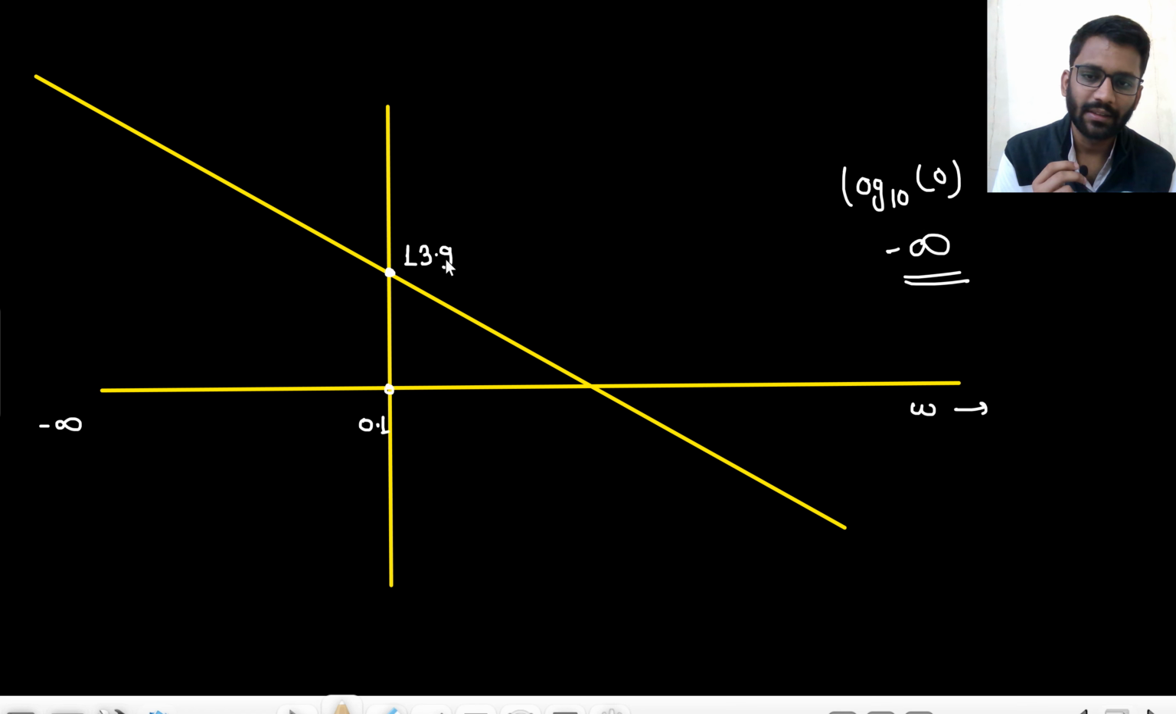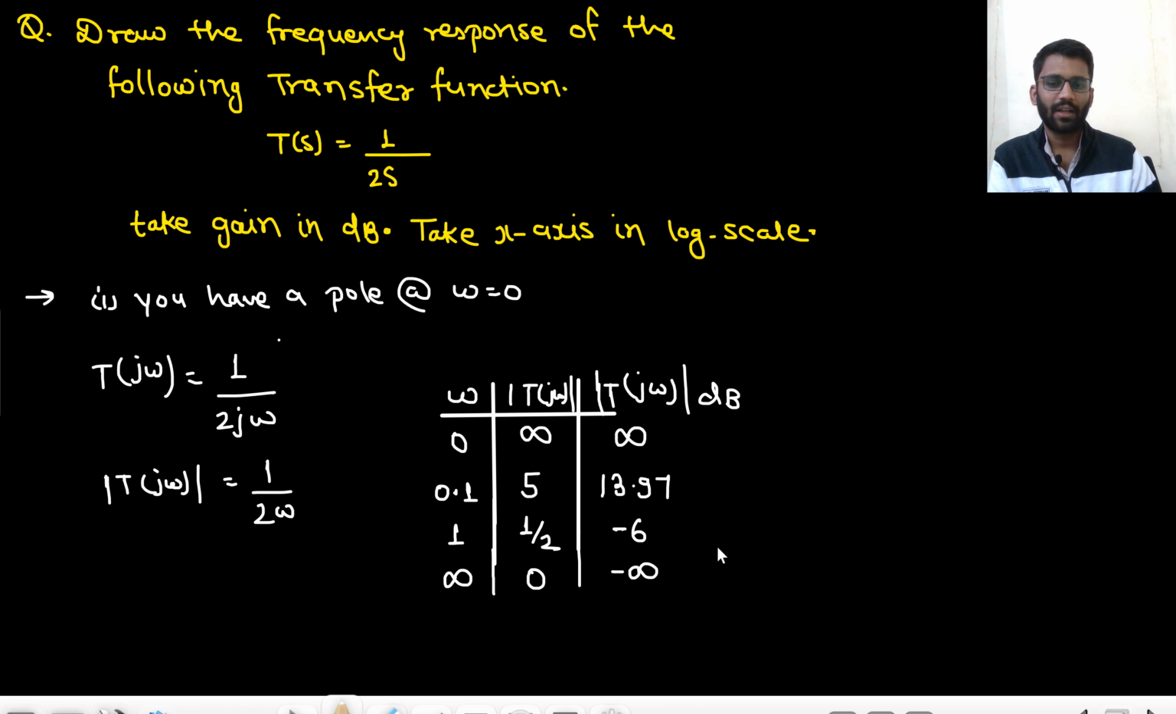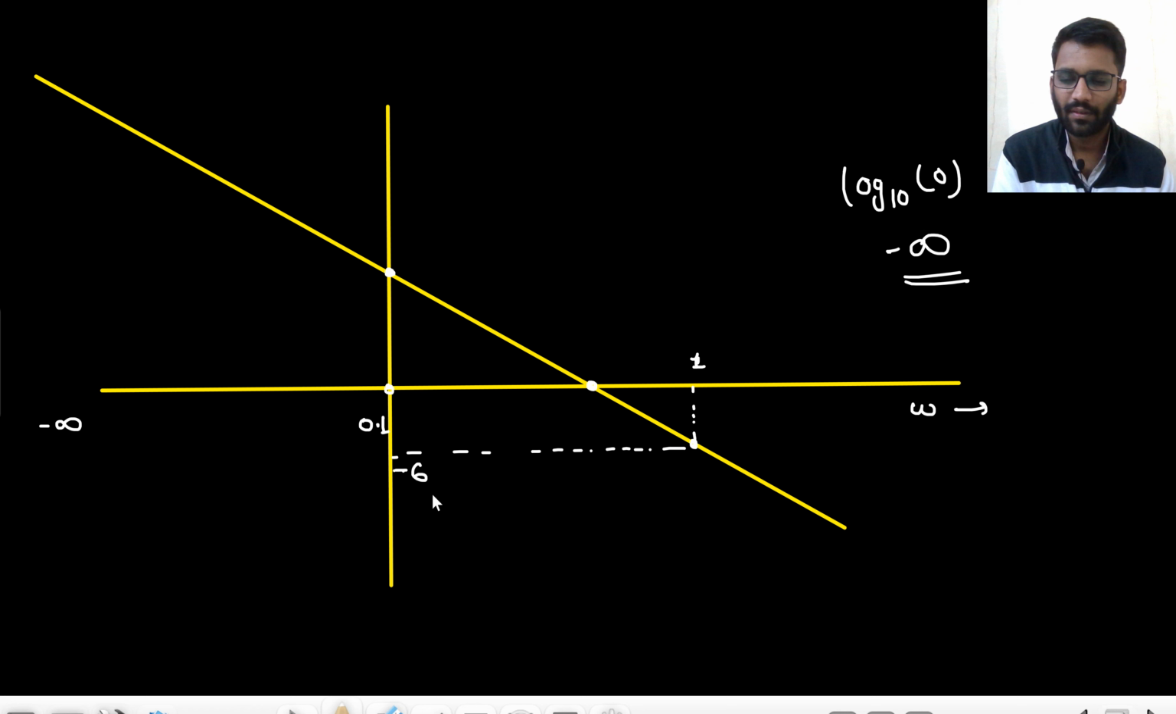You can say this point is 0.1, so this point is your 13.97. Tell me, will this omega value be greater than 1 or less than 1? Less than 1, right? Because at 1 you are having a negative gain of minus 6. I don't know where 1 is, but let's assume this is 1, here you will have minus 6 dB, and this will be nearly equal to 14 dB.